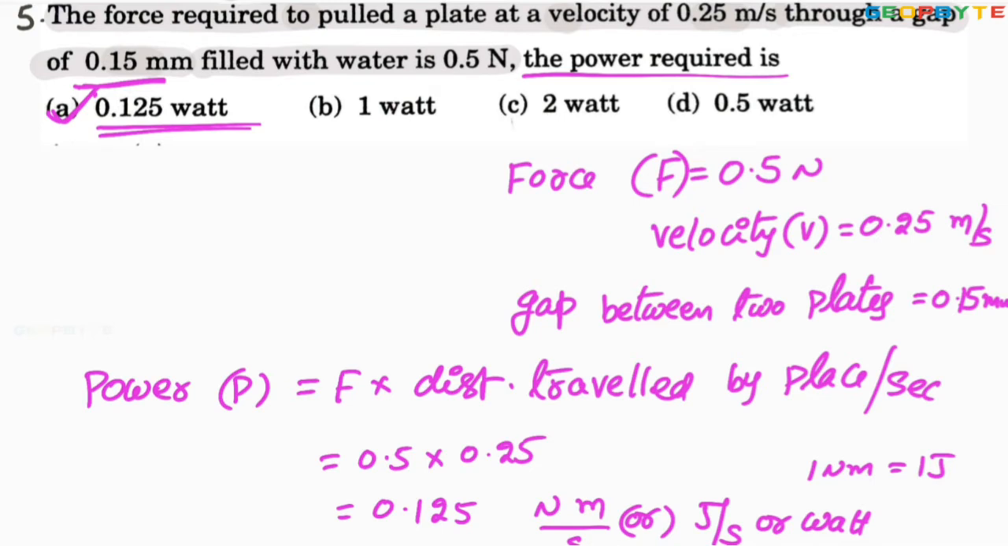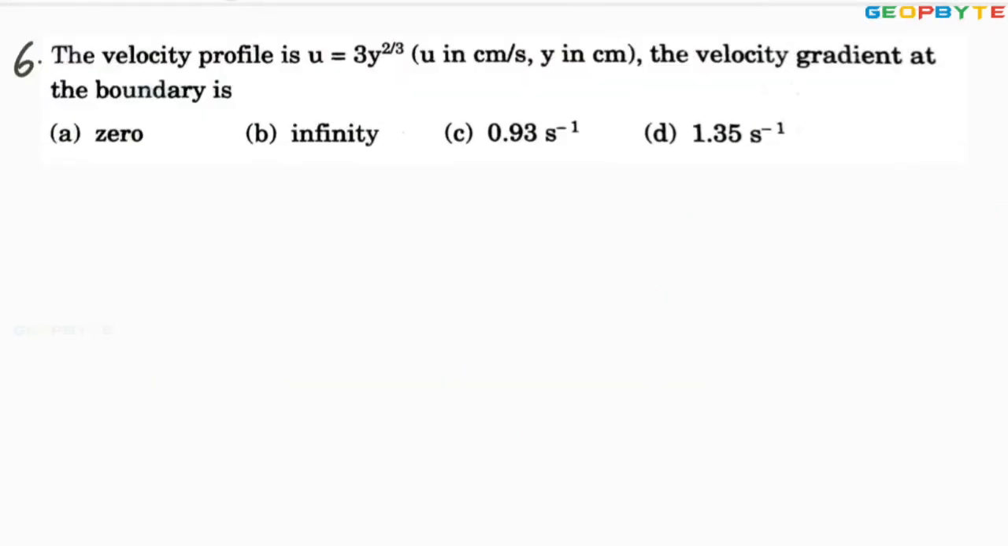Let us take one more problem. Look at the sixth problem. The velocity profile u equal to 3 into y power 2/3, u is in centimeter per second, y is in centimeter. The velocity gradient at the boundary. Here boundary means at the solid surface or at the surface where the fluid is flowing.